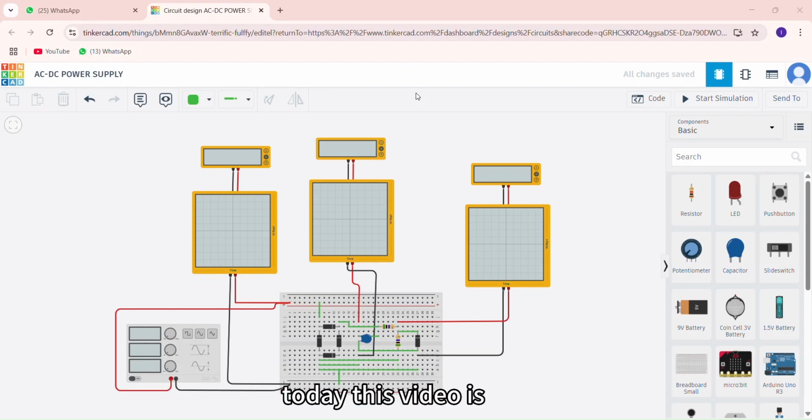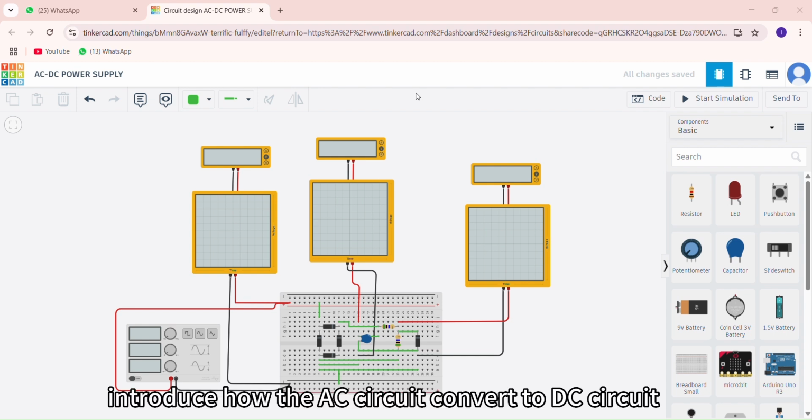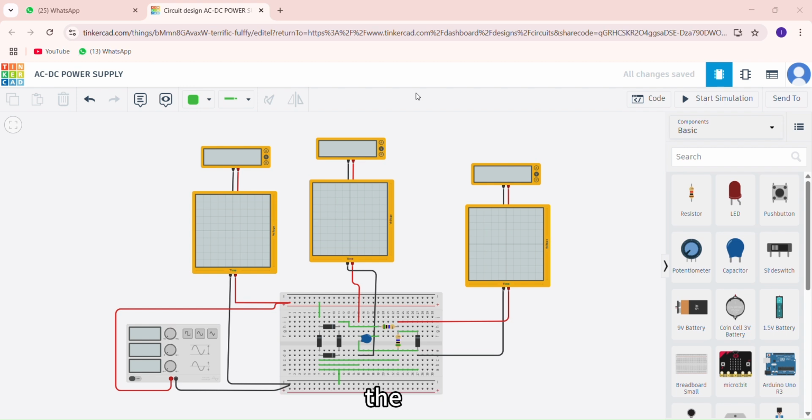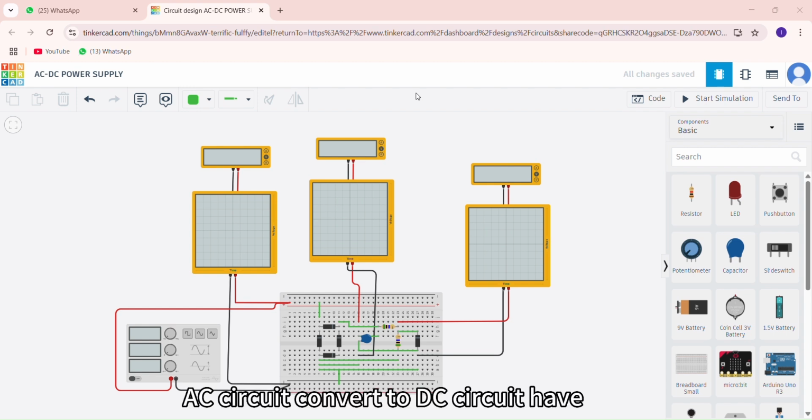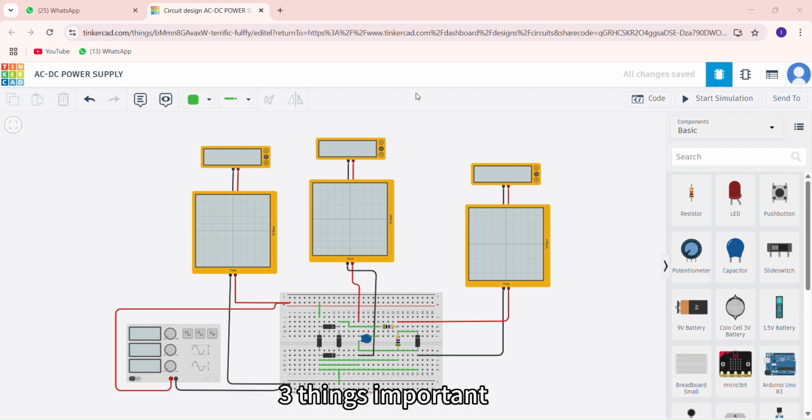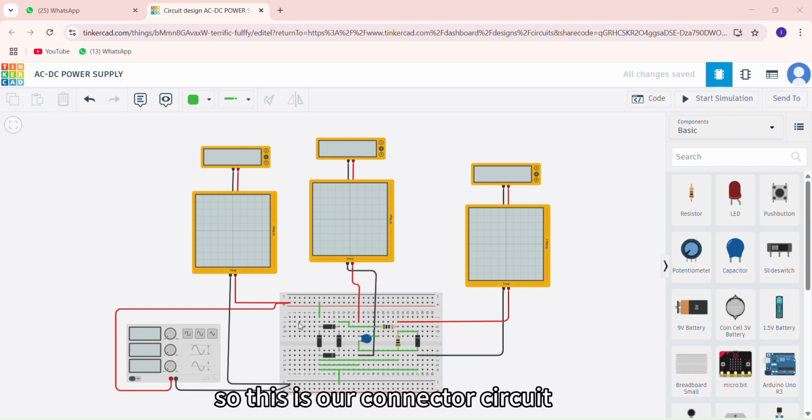Today, this video introduces how an AC circuit is converted to a DC circuit. As we know, converting AC to DC has three important stages, which are rectifier, filter and regulator. So this is our connector circuit.